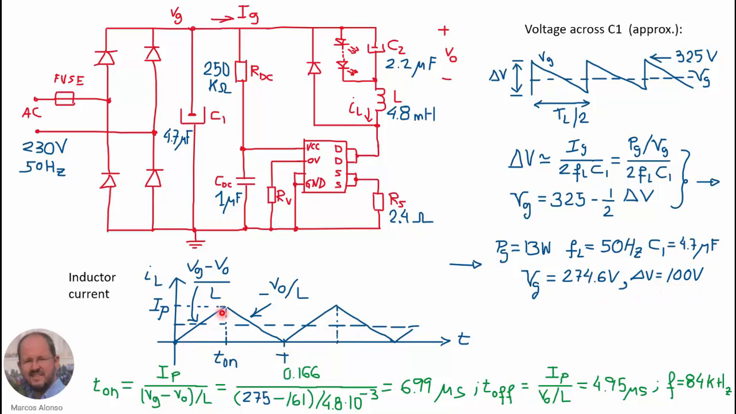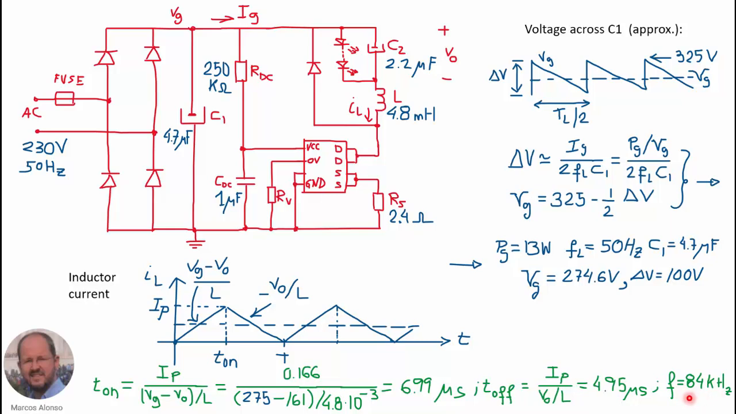And finally, from the evolution of the current, we can also obtain the T-on time using this expression. So, for example, if we use the average value, 275 volts, we will get an on time of approximately 7 microseconds. The off time, from T-on until T, can also be easily calculated because it's going to be IP divided by the slope during the off time. So we get this value is 4.95 microseconds. So finally, the switching frequency at the average voltage is 84 kHz.